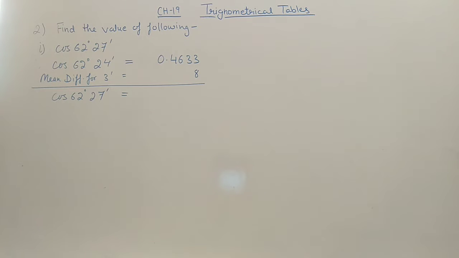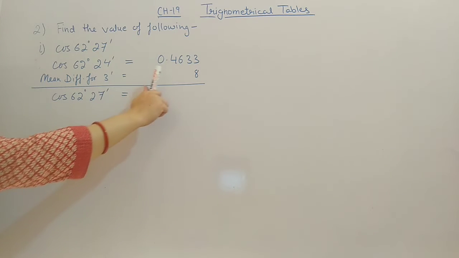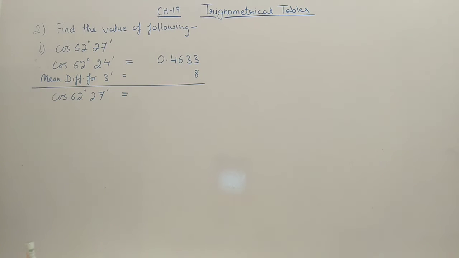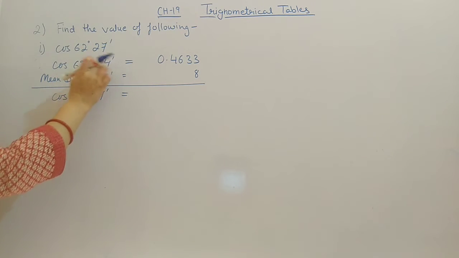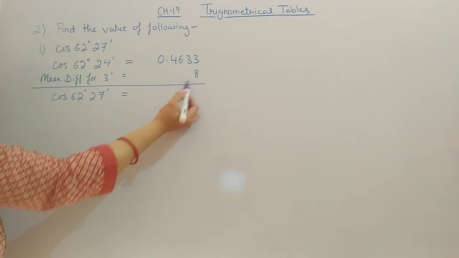Next question number 2, find the value of the following. First part is cos 62 degree 27 minute. So first check the value nearby it, cos 62 degree 24 minute, that is 0.4633, and then the difference between these two is 3. So mean difference for 3 minute is 8 here.